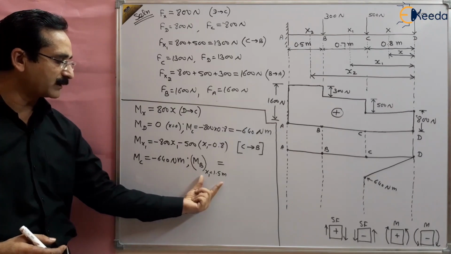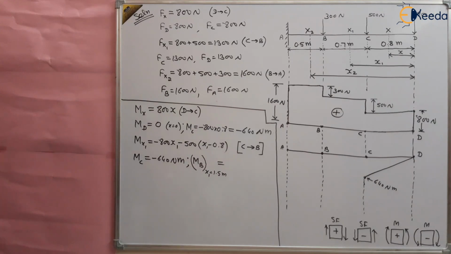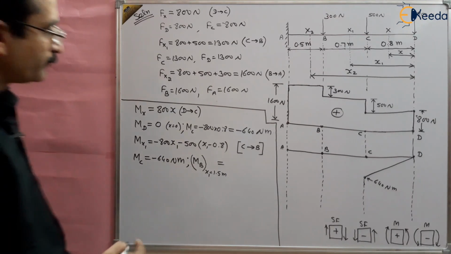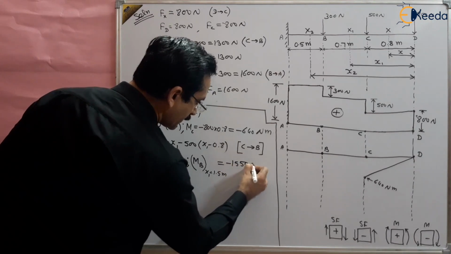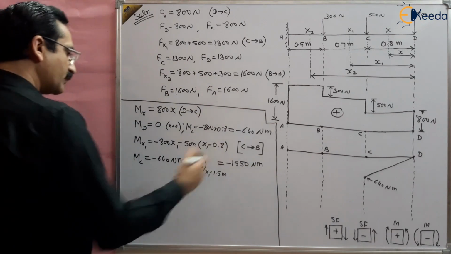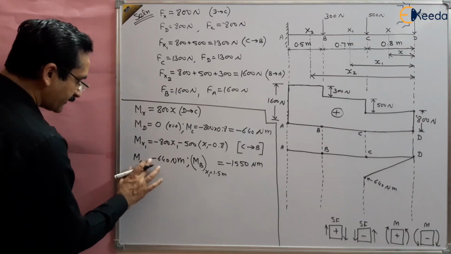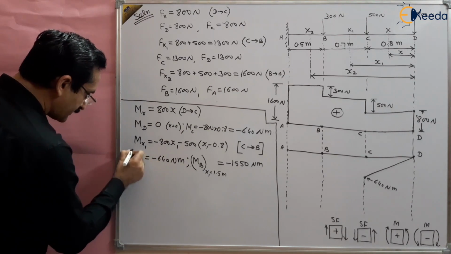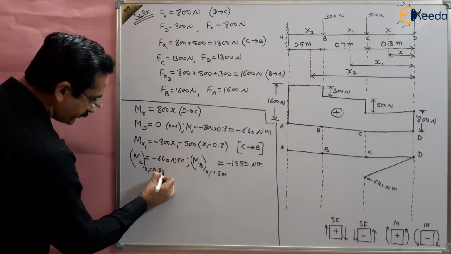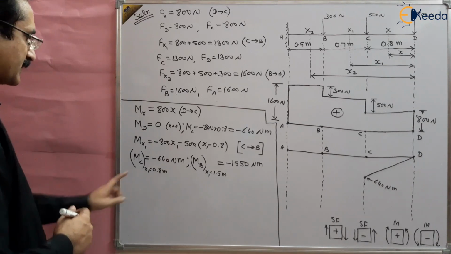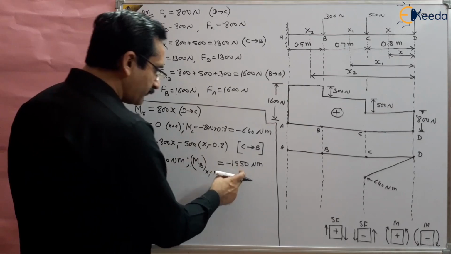So MB is at x1 equal to 1.5. Find the value of MB. What is the value of MB? This is 1550. So this will come out to be 1550 Newton meter. Solve it and you will get this value. And what was MC? MC was at x1 equal to 0.8 meter, right? So these are the two values we have obtained. Minus 1550. So 640 to 1550.